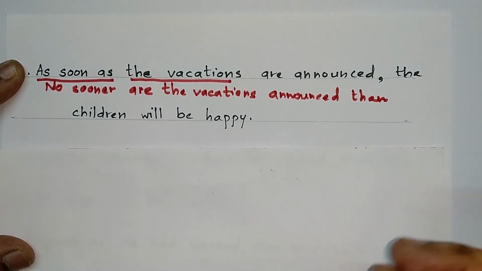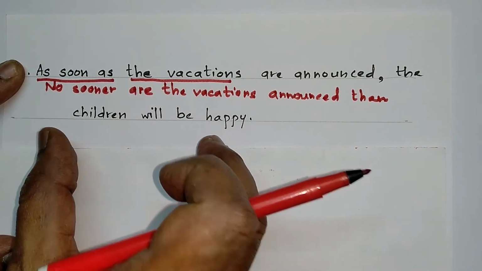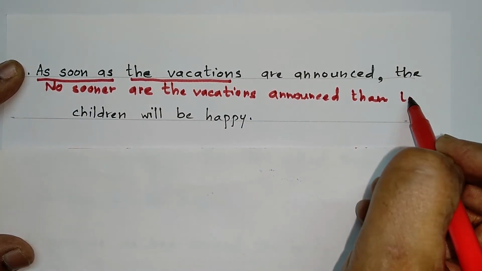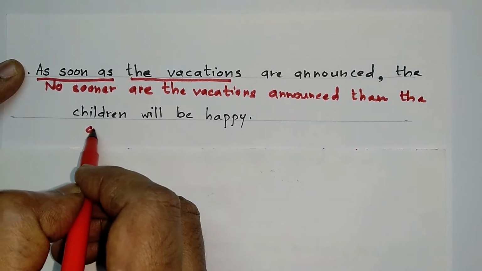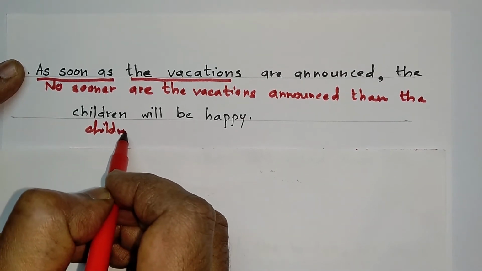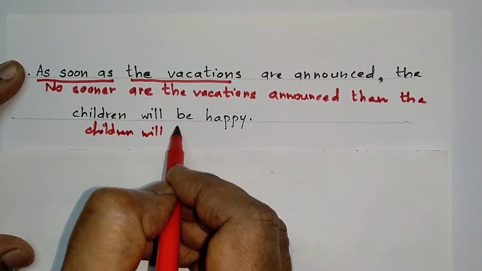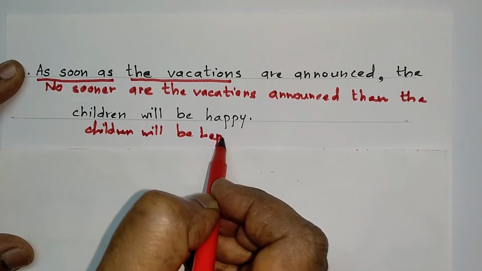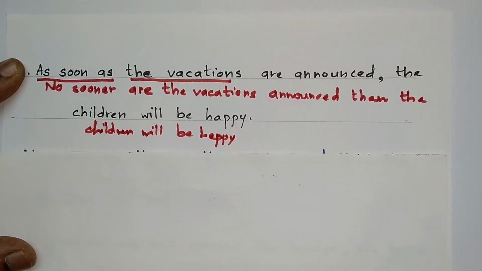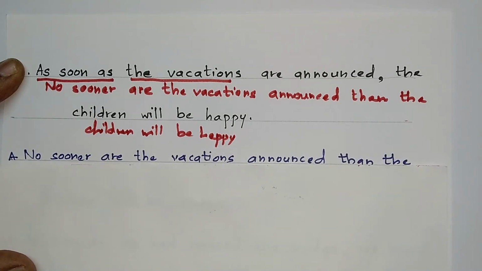And the other part of the sentence, we have to copy the same. That is, "the children will be happy". So the answer is: No sooner are the vacations announced than the children will be happy.